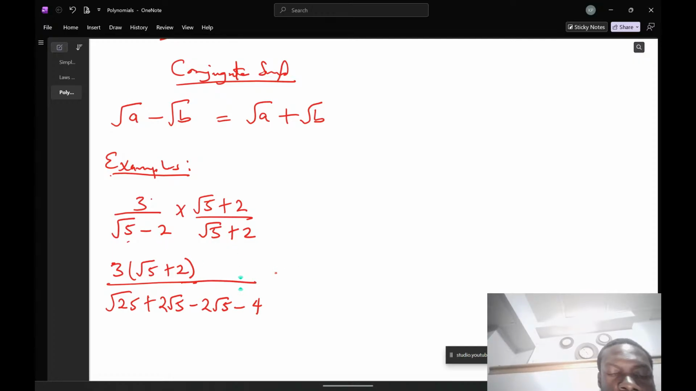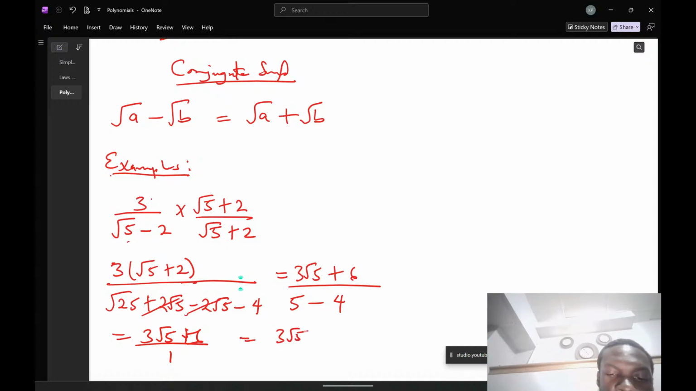Okay, so I want to open this one now. 3 times root 5 is 3 root 5. 3 times plus 2 is plus 6. Okay, root 25 is 5. Plus 2 root 5 minus 2 root 5 will cross out each other, minus 4. Okay, so that will be 3 root 5 plus 6 over 1. Okay, so the final answer will be 3 root 5 plus 6.